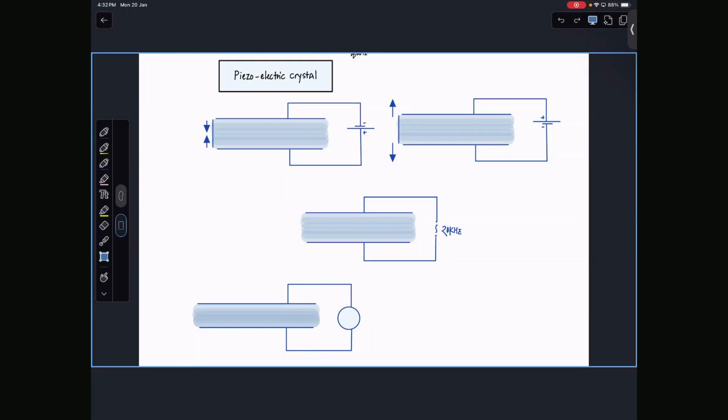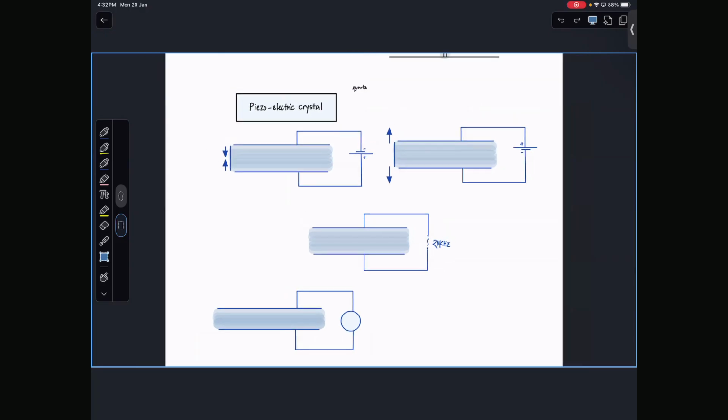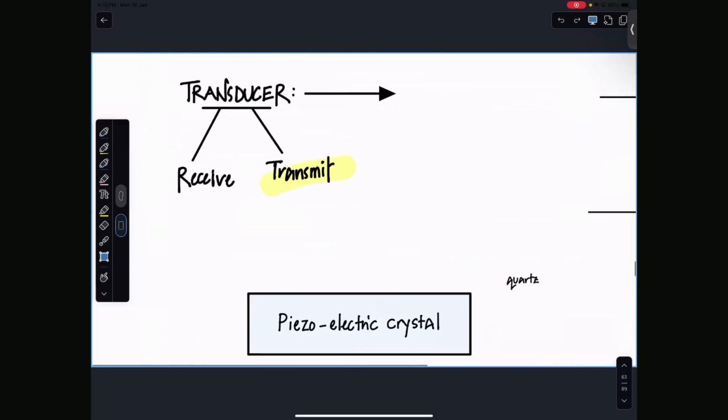If you use the actual quartz, there are other piezoelectric crystals, by the way. All of them have these properties, but the main idea is you press them, they produce electricity. You give them electricity, they change and mold their shape. So they can change their structure and whatnot. Using this, we create what is known as a transducer.